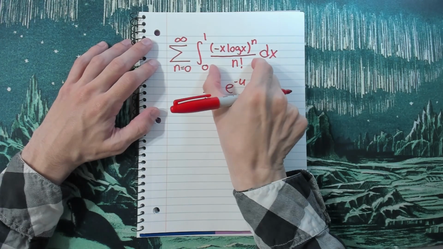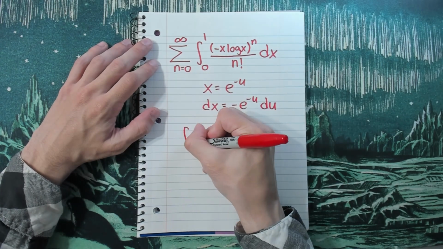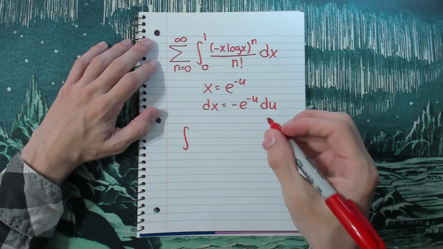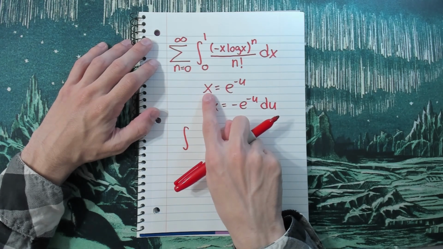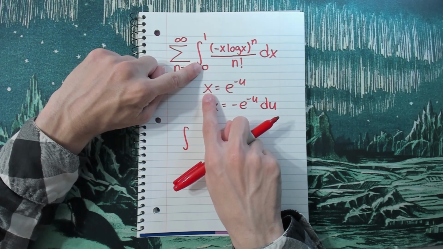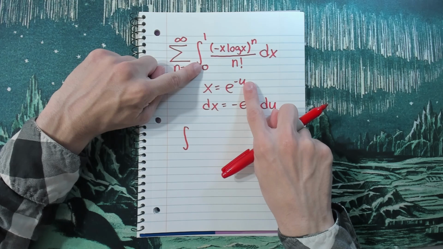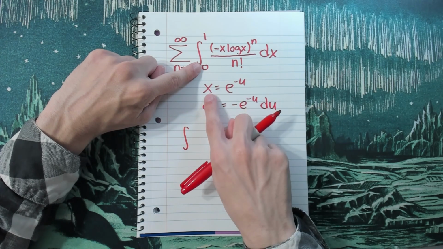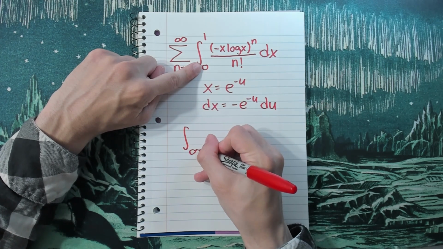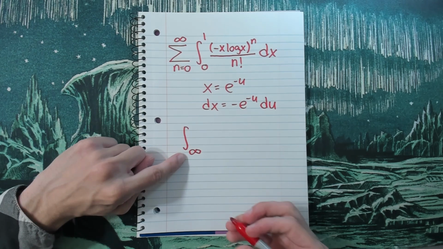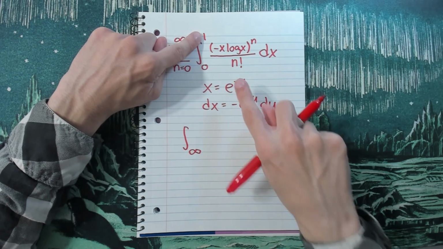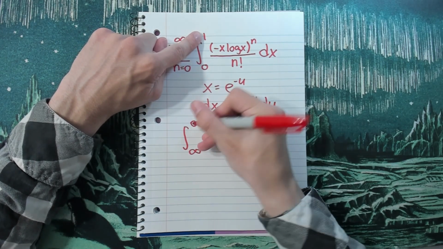So let's just focus on the integral part, so I'm leaving out the sum sign. If x is 0, then u would be infinity, right? If you plug in infinity here, you would get x equals 0 over here. So x equals 0 becomes u equals infinity, and x equals 1 becomes u equals 0, like that.